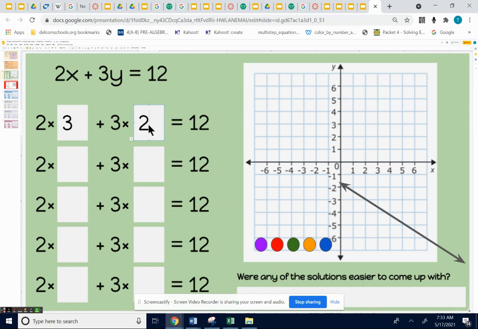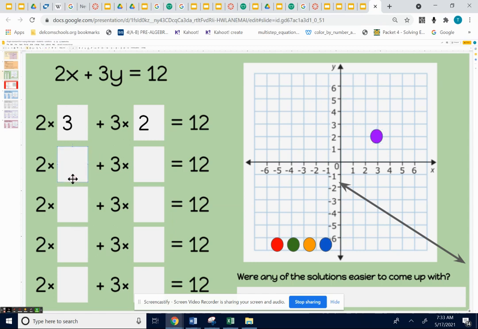I know this is a solution because 2 times 3 is 6, and 3 times 2 is 6, and when I add 6 plus 6, I get 12. That's a solution, (3, 2). So I can actually graph the point (3, 2). X is 3, y is 2.